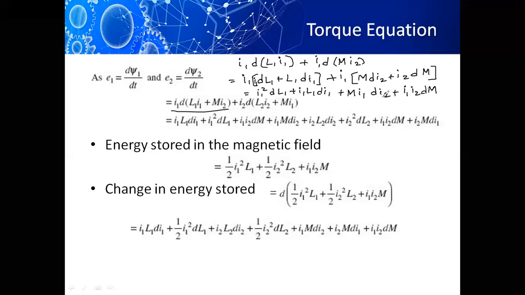You can see this whole expansion is for only this term. So let us cross check. We had I1 L1 dI1, I'm underlining it. Then I1 square dL1, yes, we have. And I1 I2 dM, right? And I1 M dI2. So only for this part, when we expand, we get it like this. Similarly, for this part, you will get this long simplification.